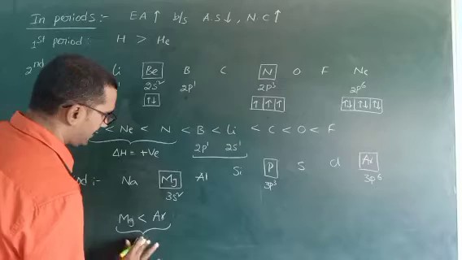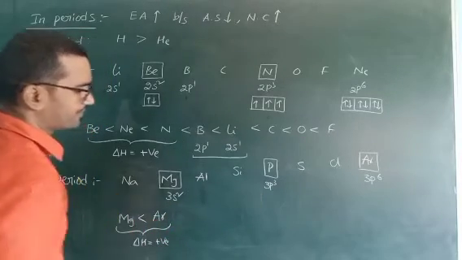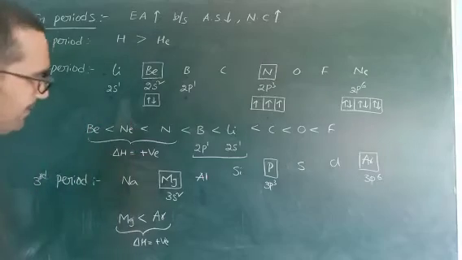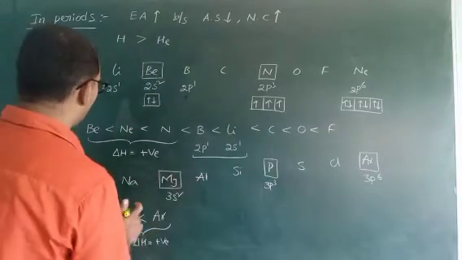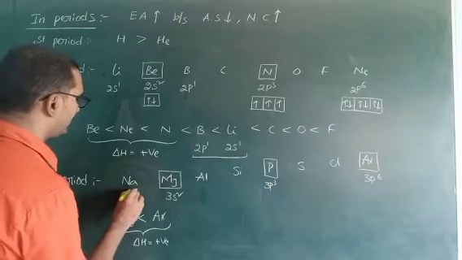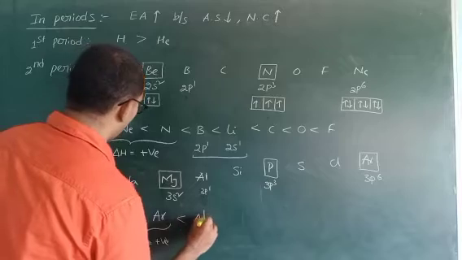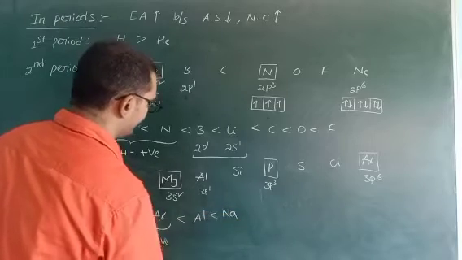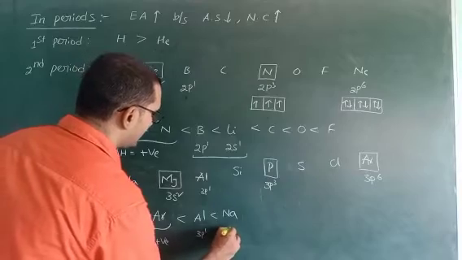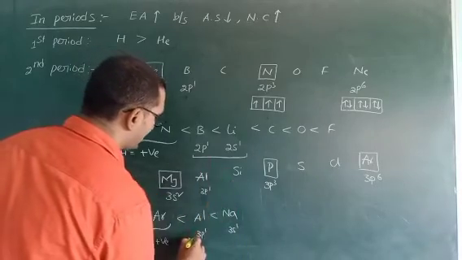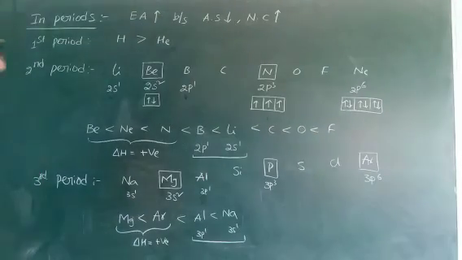Hello, sir, you made a mistake, sir. Where is the phosphorus, sir? Wait a minute. The reason is next to aluminum, because this is 3s1, this is 3p1. So aluminum comes next to sodium. The reason is this is 3p1, this is 3s1. Same explanation. Next, phosphorus.